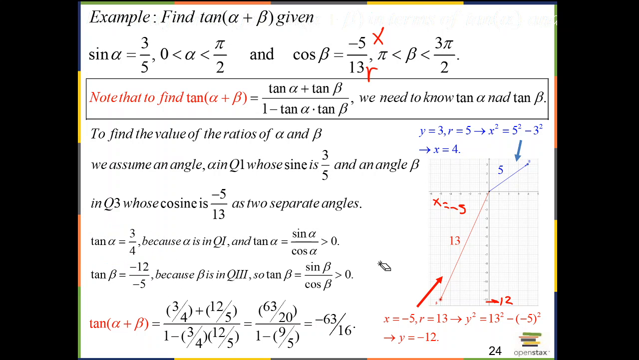Well, now we have everything, right? We dealt with two separate angles, so now we have all the values we need. We got tangent alpha, tangent beta, tangent alpha, tangent beta. We just do some arithmetic here. We end up with -63 over 60.